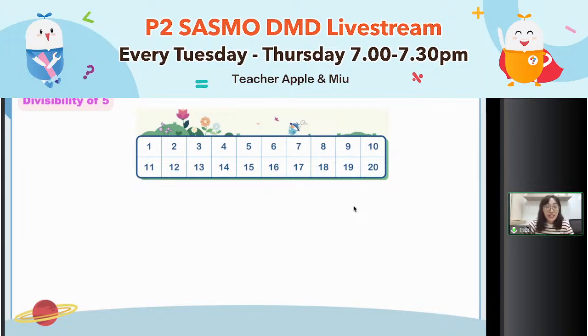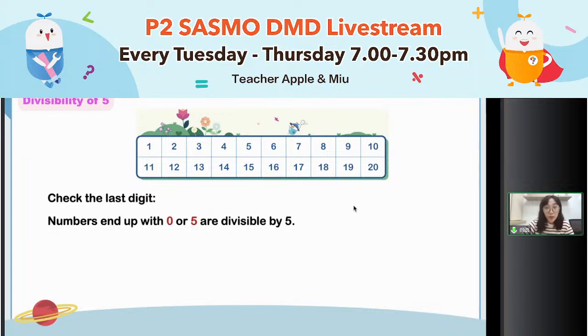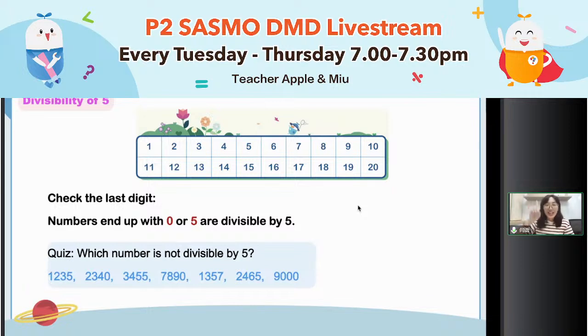Okay, next one. What about divisibility of 5? Again, we already know that you just check the last digit. Numbers that end with 0 or 5 are divisible by 5. So again, which number is not divisible by 5? Everyone? Which number is not divisible by 5? Which one?